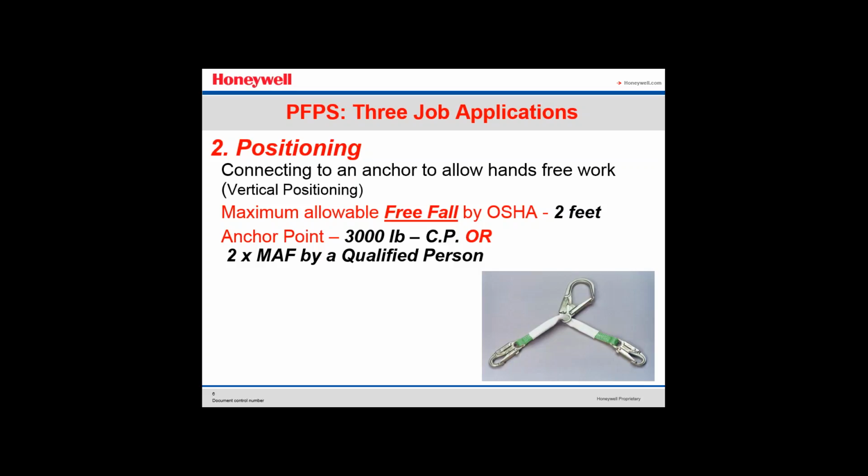Now, the Department of Labor tells us by law that the free fall distance in a positioning application cannot be more than 2 feet. So you're limiting the distance of travel. That means my anchor point can be a 3,000-pound anchor point determined by a competent person, or 2 times the maximum arresting force determined by a qualified person. That leads us into the definitions of an authorized person, a competent person, and a qualified person. Those are the three terminologies that the Department of Labor gives us.